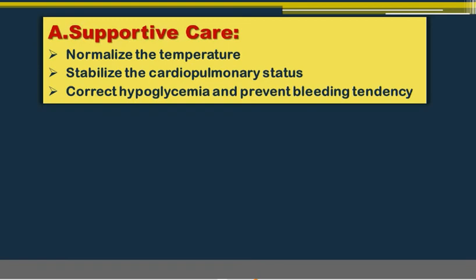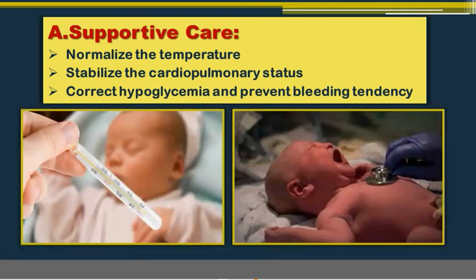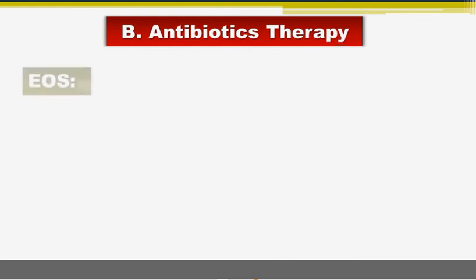Normalize the temperature, hypo or hyperthermia. Stabilize the cardiopulmonary status. Correct the hypoglycemia and prevent the bleeding tendency. These are very important, crucial and essential, and have a high value in changing the result and saving the life. Now, we come to the antibiotic therapy.